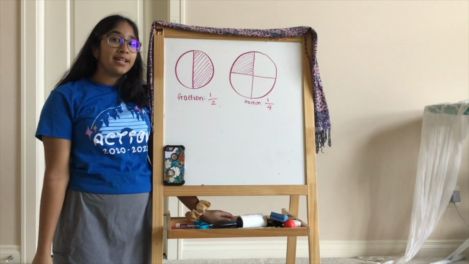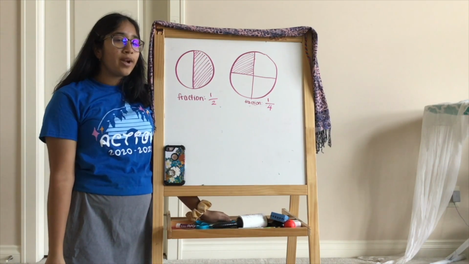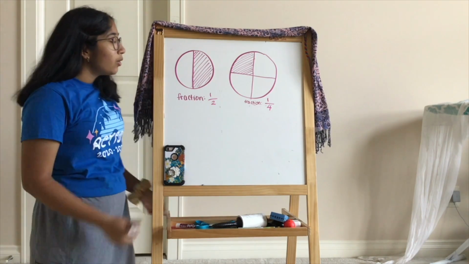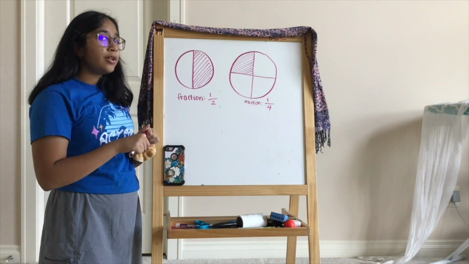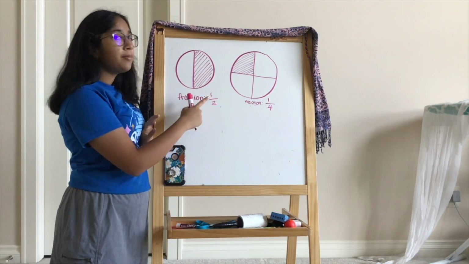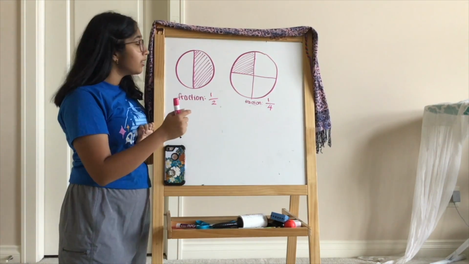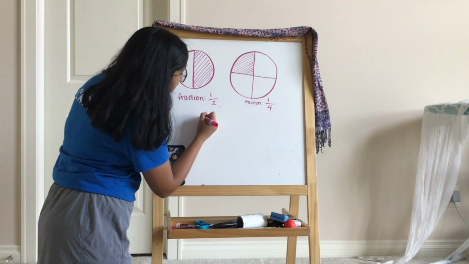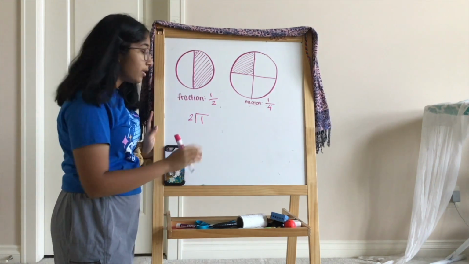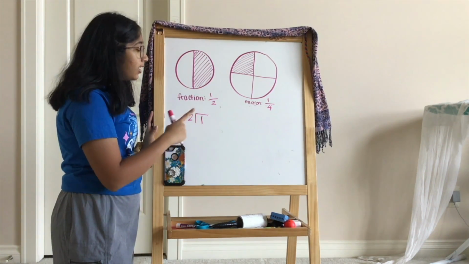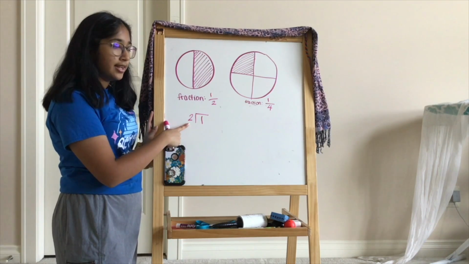So let's talk about decimals. A decimal is another way to represent a fraction. We can find out what decimal this fraction represents by dividing the numerator by the denominator, which is the top number divided by the bottom number. So let's long divide 1 divided by 2. So we put the numerator on the inside and the denominator on the outside.